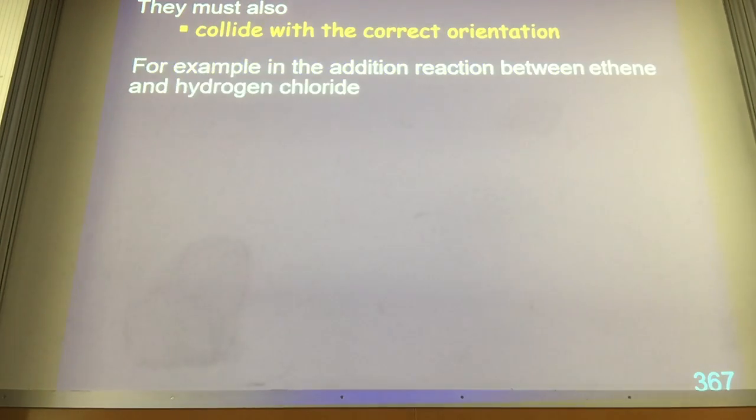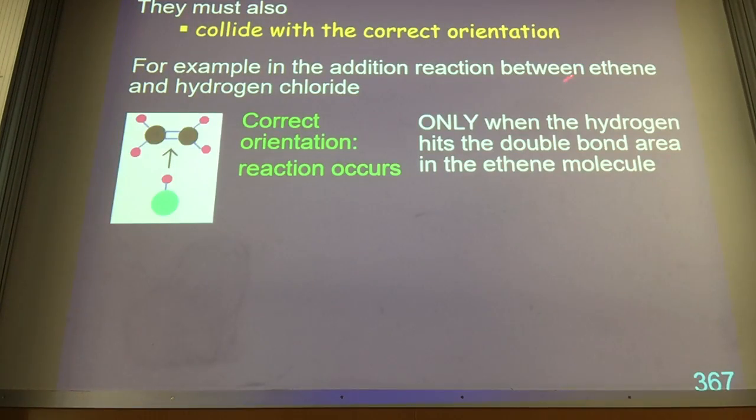Now, orientation is also important, especially in organic reactions. So if we look at the addition reaction between ethene and hydrogen chloride, then there's only one orientation which is going to have a reaction occurring, which is going to have bonds breaking. And that's when the hydrogen of the HCl crashes into the double bond between the carbons.